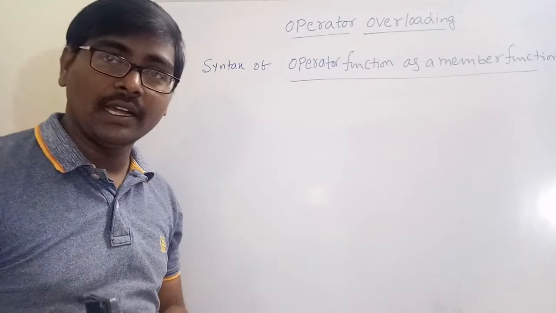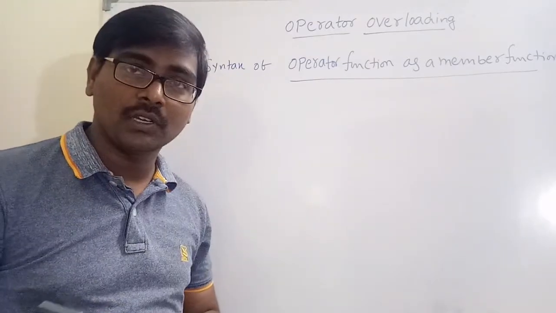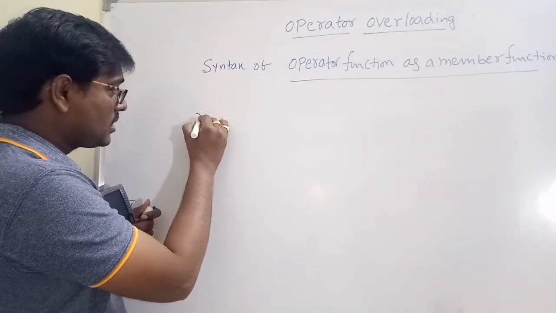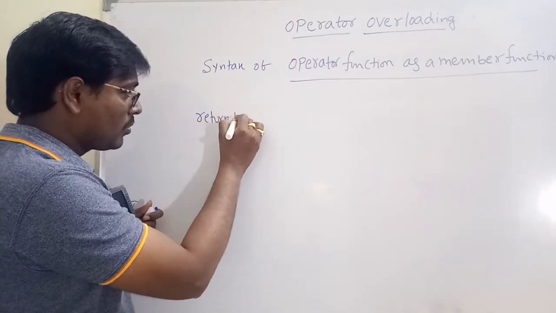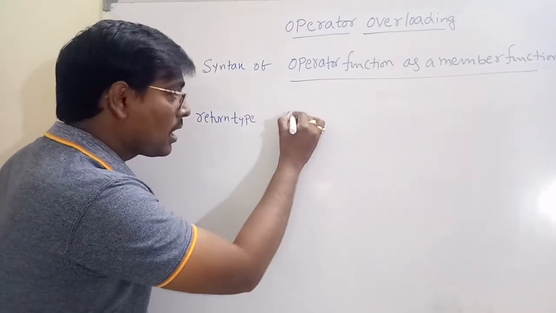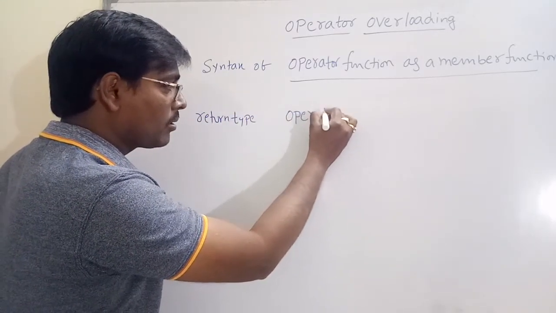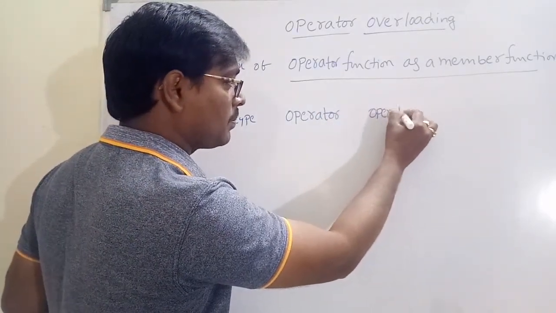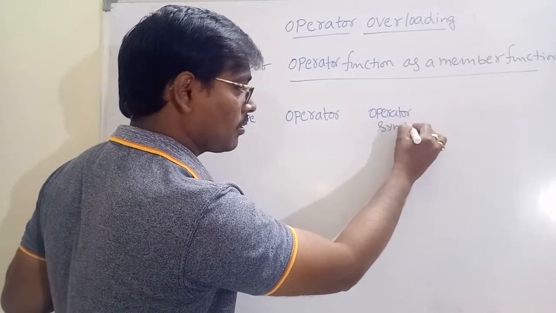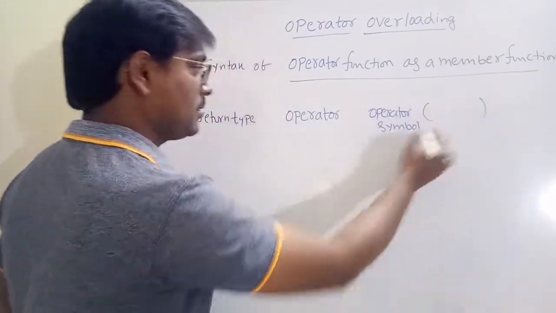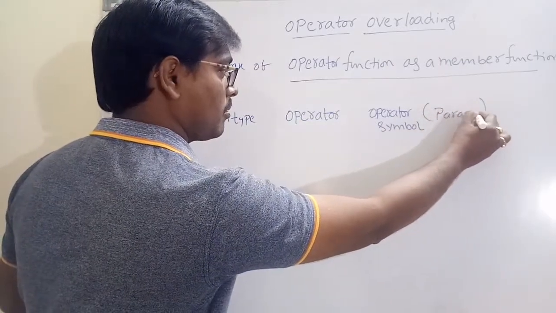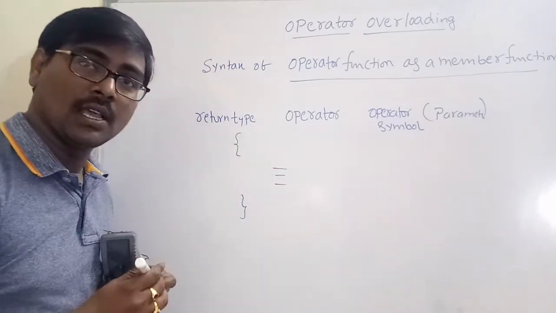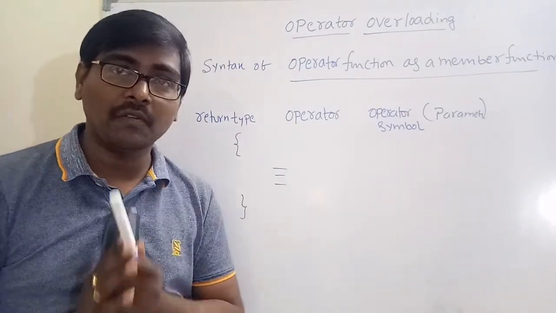If it is created as a member function, everyone knows what a member function is: a function defined inside a class. So the syntax is: return type, space, operator, space, operator symbol, with some parameters, and the definition, a set of statements. This is the syntax of the operator function.